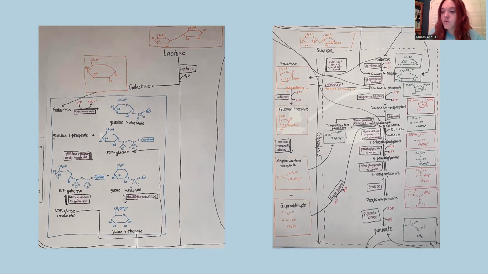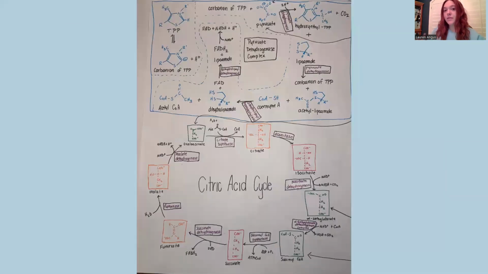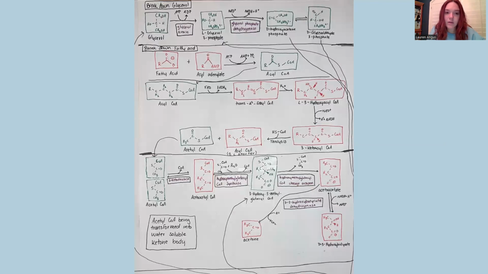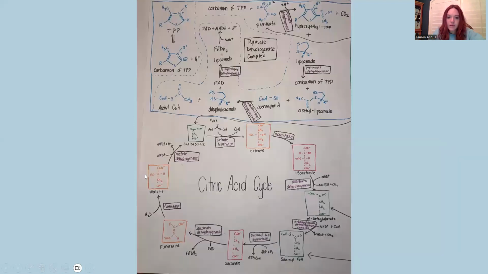So pyruvate can then enter this pyruvate dehydrogenase complex. So pyruvate can ultimately yield acetyl-CoA, which is important to integrate into the citric acid cycle. Acetyl-CoA can also come from the breakdown of fatty acids right here. So either acetyl-CoA can be turned into a water-soluble ketone body, or it can be integrated into the citric acid cycle to yield other things, such as energy for the citric acid cycle.